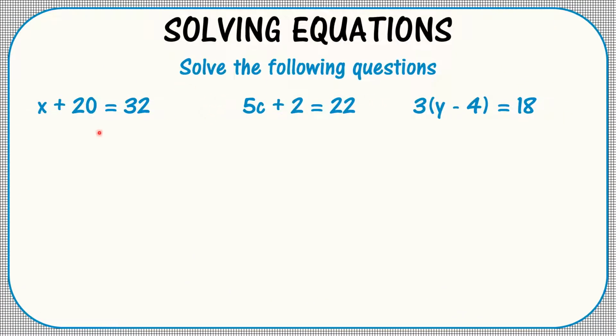Solve the following questions. x plus 20 is equal to 32. What we want to get rid of is this plus 20. So from this side it is plus 20. When you take it to the other side it becomes minus. Therefore you line up the equal sign.